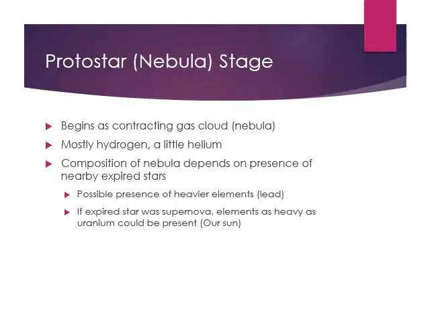Now, the composition of the nebula depends on the presence of nearby expired stars. You could have heavier elements present, such as lead, and if it was a supernova, then maybe elements as heavy as uranium could be present. Our Sun does have traces of this, and of course these have been leftover elements from the explosion of large stars prior to the formation of new ones.